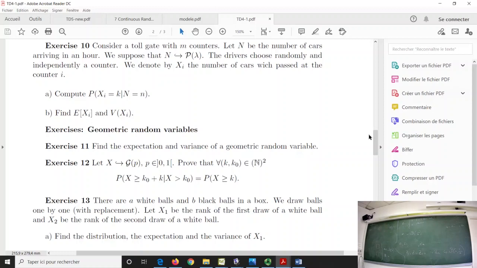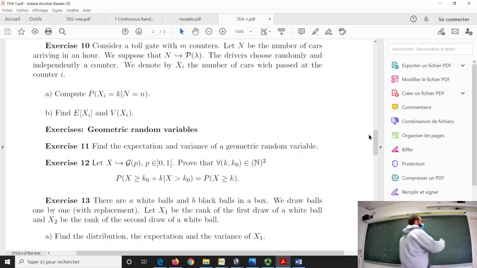Okay? So when I know that the total number of cars is equal to small n, I am able to express Xi this way. And so I am able to compute this one. It's just coming from the definition of a binomial of parameter n and 1 over m.